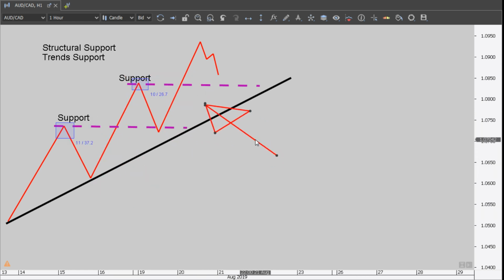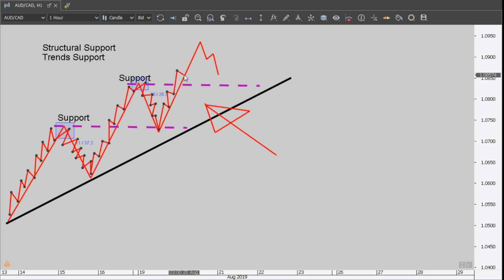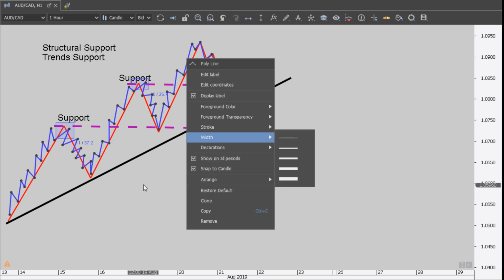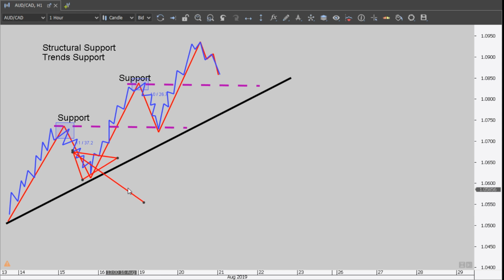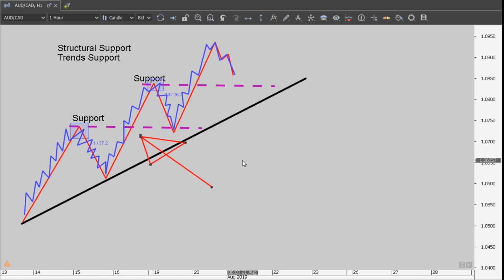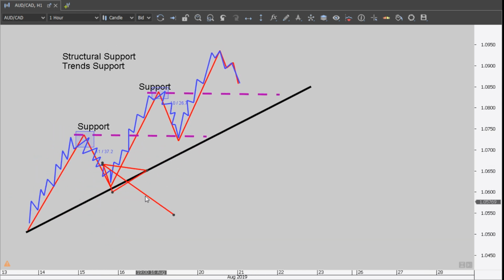Okay, so if this is structure, you are going to have also the short-term trends, right? Short-term uptrend, retracement, short-term downtrend, short-term uptrend, short-term downtrend, retracement, short-term uptrend, and we are here right now. So let's color code this in blue. Okay, so this is support. You have the red is structure.